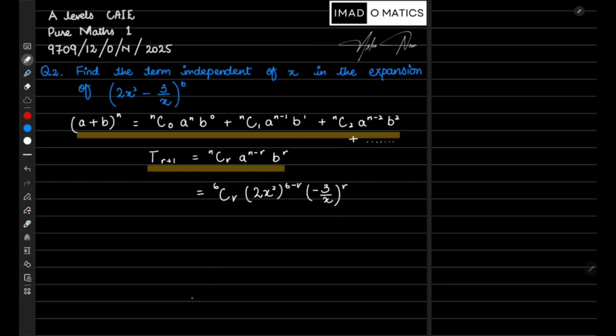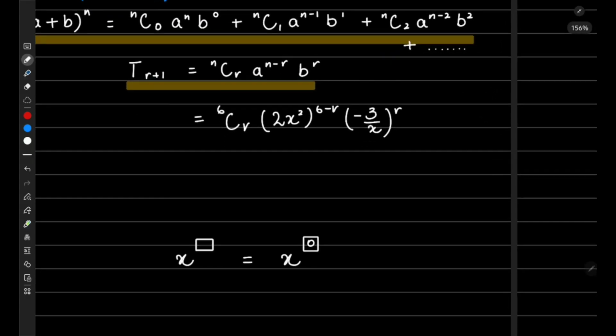That means we will simplify this expression. Whatever power of x we get, we will equate it to x to the power 0 to get to the term which is independent of x. Okay, so let's solve it further. It will give you 6Cr 2^(6-r) x^(2(6-r)), (-3)^r, and x^(-r) because it will go in the numerator.